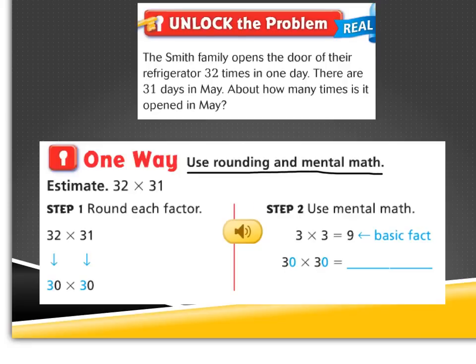As we know, when we find an estimate using rounding, we want to round first and then calculate. So 32 rounds to 30, and 31 also rounds to 30. Then I use my basic fact of 3 times 3 to give me 9. And I put my two zeros from 30 and 30 into my answer to give me my estimate of 900. So the Smith family refrigerator is opened about 900 times in the month of May.